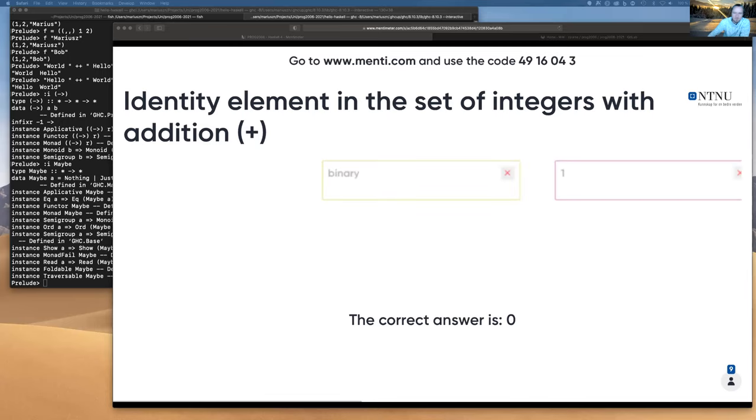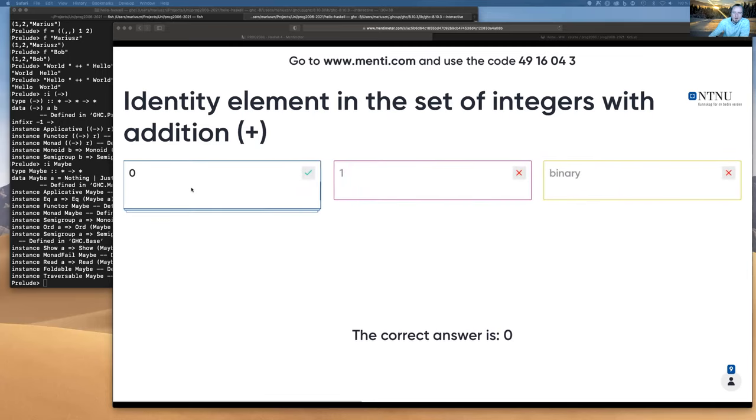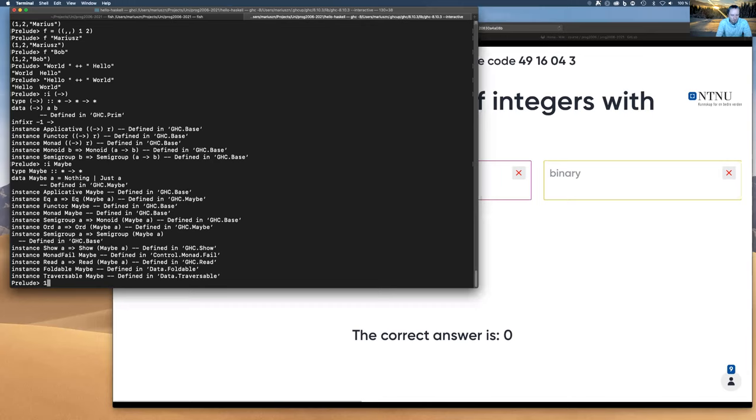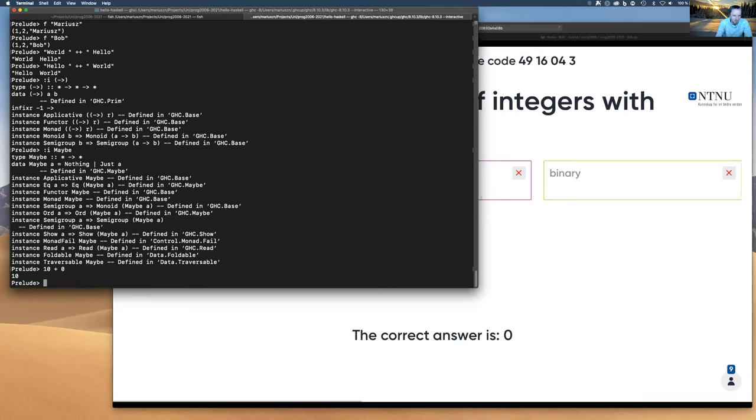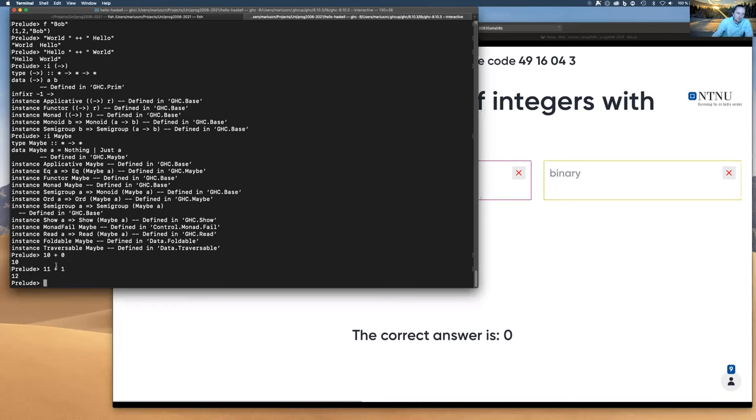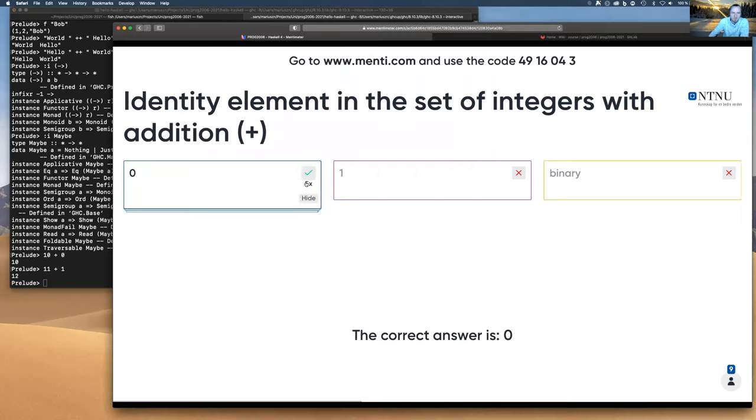There were a couple of correct answers. So let's try it. The idea is that whatever I put first plus the identity element must give me the first thing. So 10 plus 0 gives me 10. 11 plus 0 gives me 11. 11 plus 1 obviously doesn't give me 11, it gives me 12. So 1 is not a good identity element because it messes up whatever the first thing is. Remember, x plus the identity element needs to give me x. So the identity element for addition is 0.